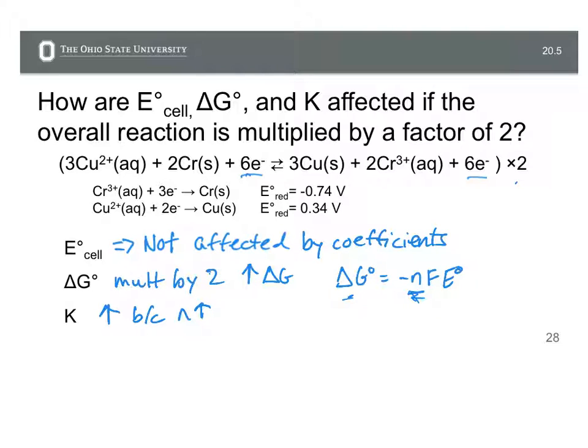And we can see this in E cell, or standard potential, is equal to 0.0592 over N log of K. So these delta G and K are extensive properties. Your standard cell potential or your standard potential is an intensive property.